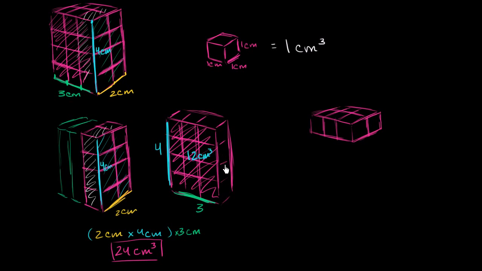And so how many slices do we need like this in order to construct the original figure? Well, it's 2 centimeters deep. This is only 1 centimeter deep, so we need 2 of them to construct the original figure.